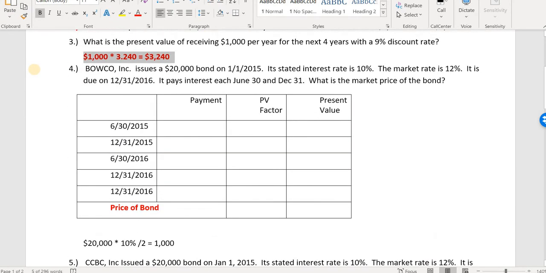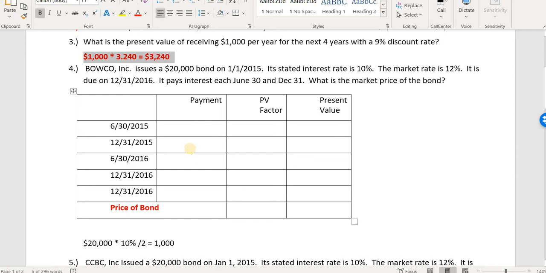Okay, let's move on. Let's use this information to calculate the selling price of a bond in the open market. And it's going to be based on the comparison of the market interest rate and the stated interest rate. Number 4 then. BOCO Incorporated issues a $20,000 bond January 1st, 2015. Its stated interest rate is 10%. The market rate is 12%. Rates have gone up, so the value of this bond will have gone down. And it's due in 2 years. Pays interest twice a year. What's the market price?